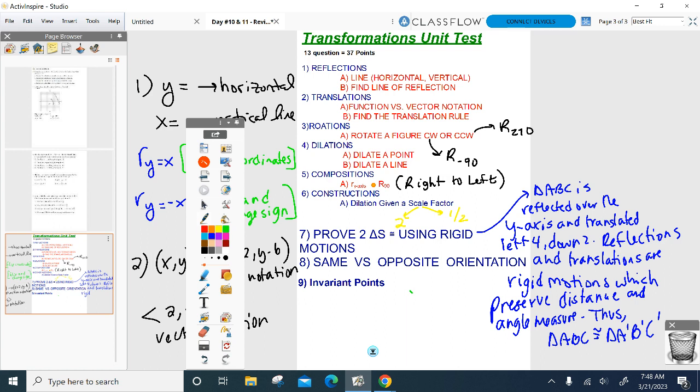Whew. Just want to make sure we're good with the wording. But again, remember, you're going to have to find the rule, right? You're going to have to find what transformations move ABC onto the prime one.